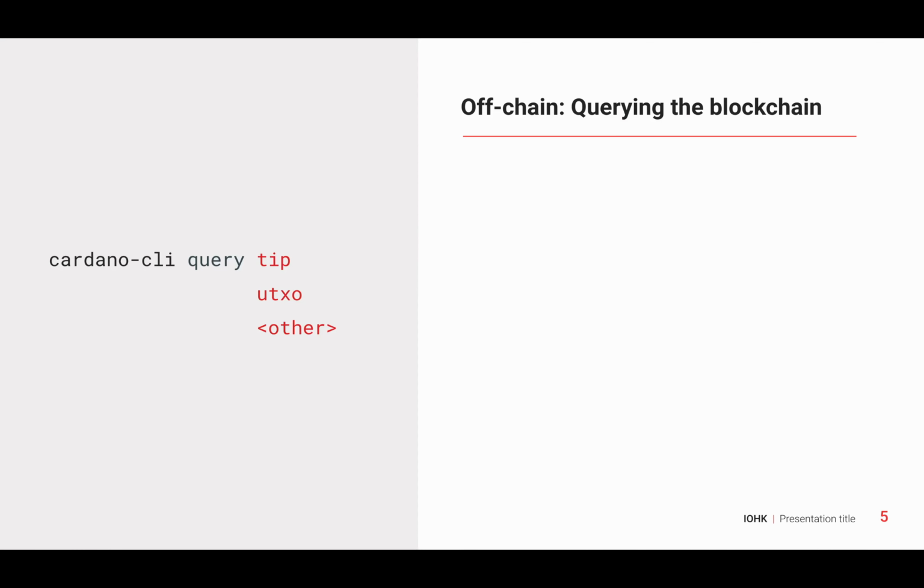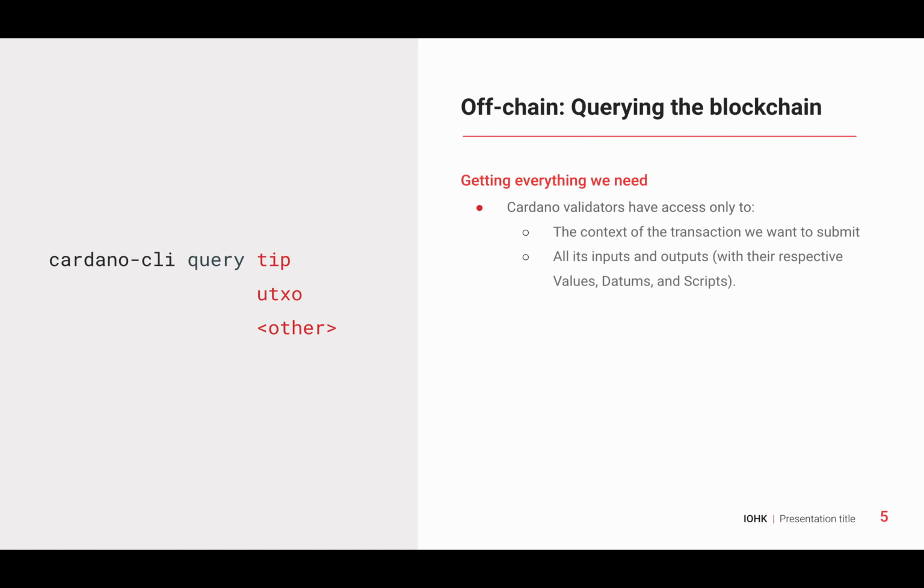Let's start with querying the blockchain. This one is pretty self-explanatory. Unlike Ethereum smart contracts that have access to the state of the whole blockchain, Cardano validators have access only to the information related to the transactions we are making. That means the context of the transactions we want to submit, all its inputs and outputs with their respective values, datums, and scripts, and the actual redeemer.